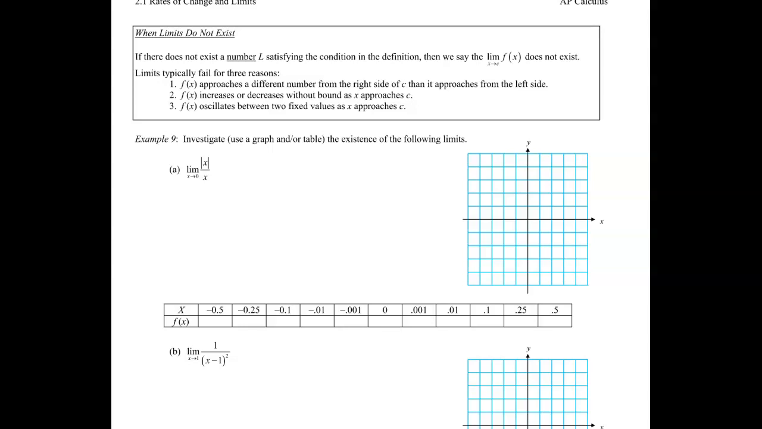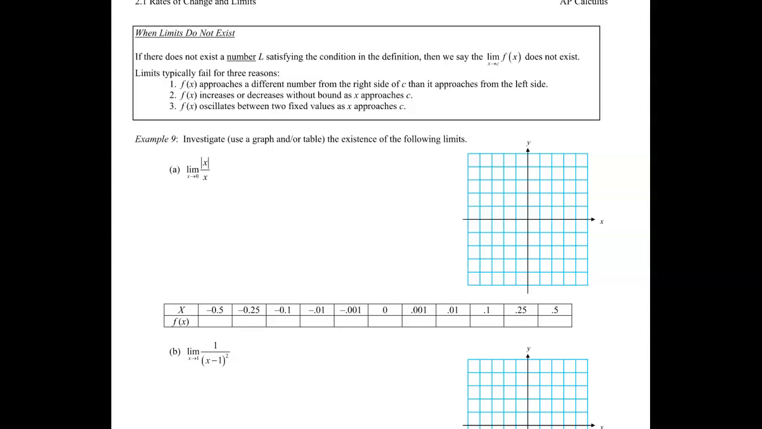Alright, so that last example started to get me into when limits do not exist. If there is no number L that satisfies the conditions of the definition, then we say that the limit as x approaches c does not exist. Limits typically fail for three reasons. One, f of x approaches a different number from the right side of c than it does from the left side, like we saw before, approaching 1 and 7.